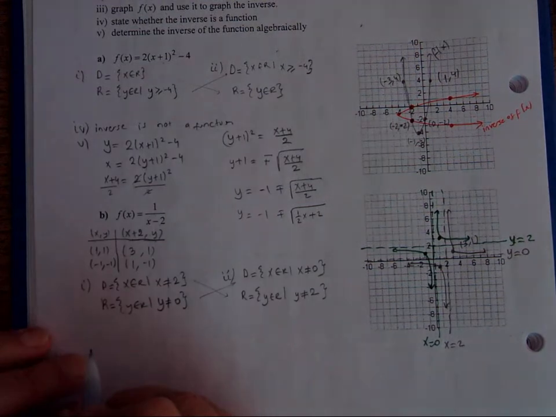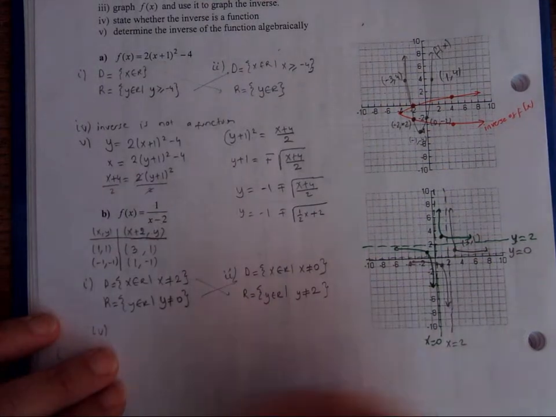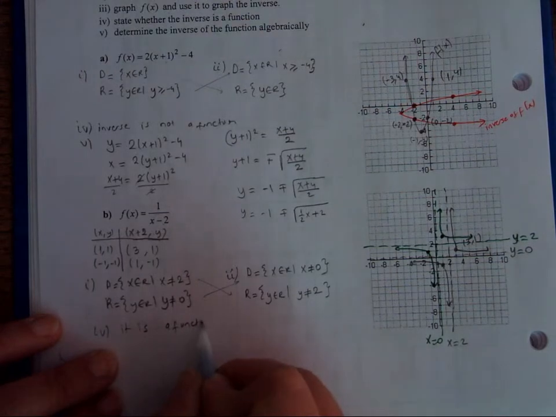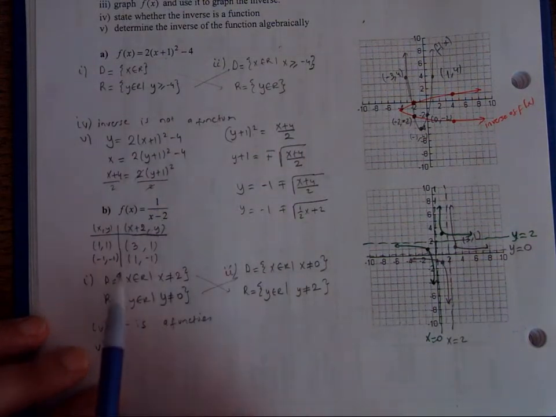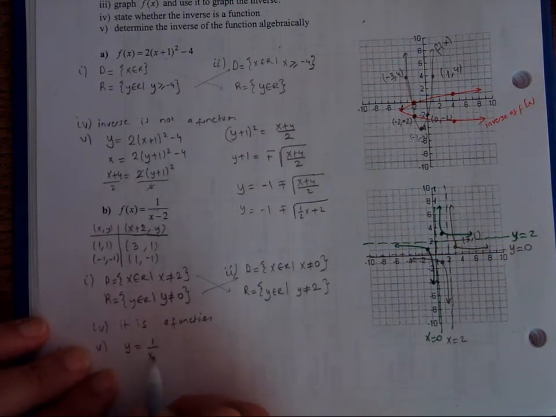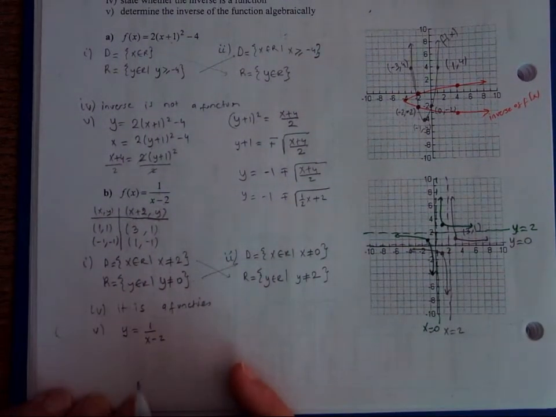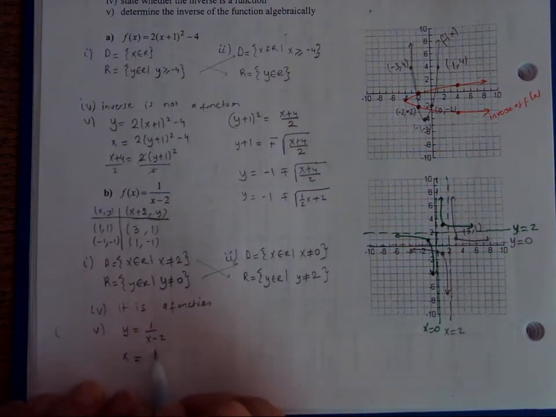Next step, state whether the inverse is a function. Is it a function? It is, right? It's a function. It's another rational function. So it is a function, the inverse. Next step, determine the inverse of the function algebraically. Okay, let's start. So we replace f of x by y. Then we interchange the x and y. So replace y by x, x by y.